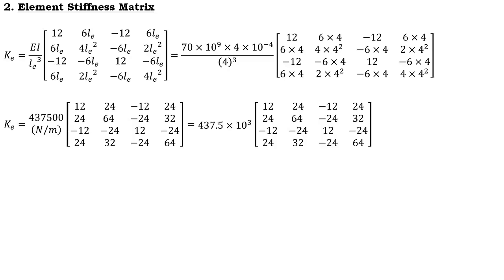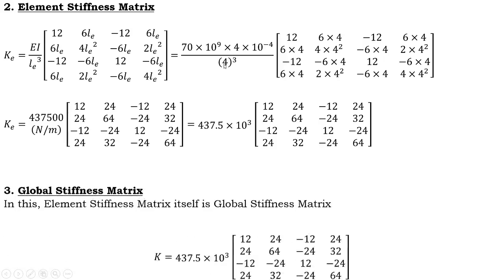437.5 into 10 to the power of 3. That is the value I have calculated. Then this 4 I will multiply wherever the term is associated with it. So 6 times 4 is 24, like that I have multiplied and I obtained this matrix. Now this value is in terms of Newton meter, because all the values I have substituted in terms of meter, because this is in Pascal. Pascal is nothing but Newton per meter square, and this is in terms of meter raised to 4, that is moment of inertia, and length I have considered in terms of meter, that is 4 meter.